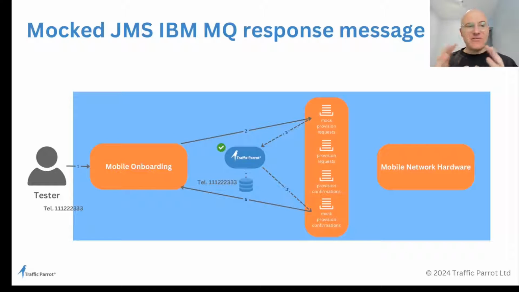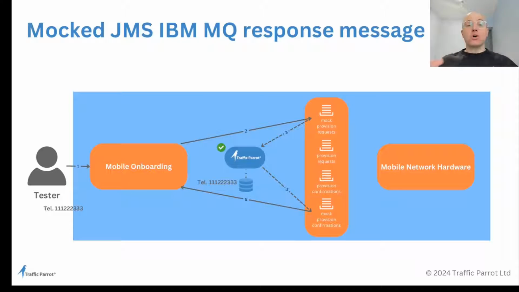Firstly, however, let's have a look at how we could mock these JMS IBM MQ response messages. What we'll create is two additional queues, mock queues. So mock provision requests next to the provision request queue, and mock provision confirmations queue next to the provision confirmations queue.